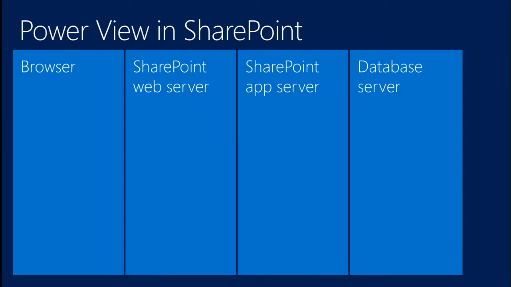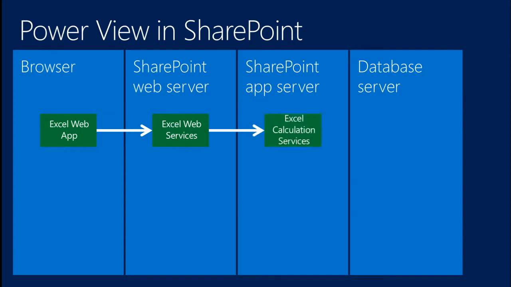But these are the 4 possible tiers that you have. So in the browser, you open a workbook in Excel web app or Excel services. That communicates with the web front-end components in SharePoint for Excel services. That delegates a lot of the real number crunching work to Excel calculation services, which, if you're familiar with SharePoint architecture, is a service application that runs in the SharePoint app server tier.